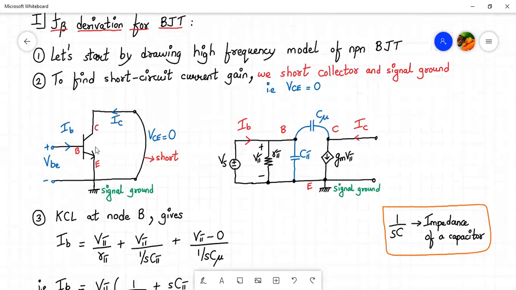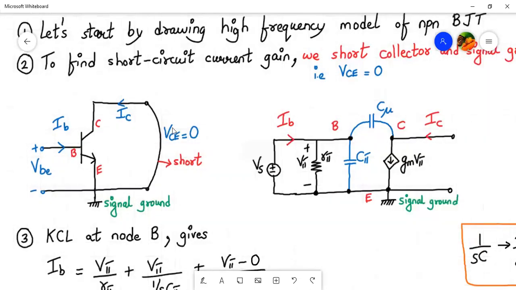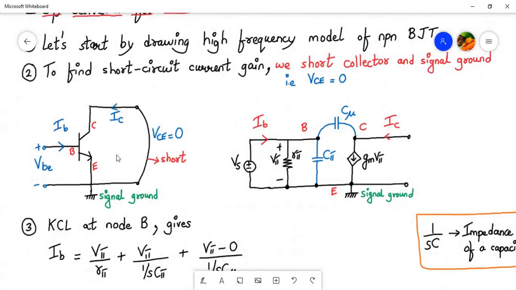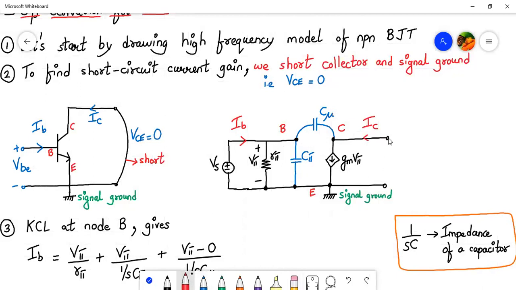Now let's proceed forward. Now we replace the BJT by its high frequency model. So between the base and the emitter, we have R pi, and between the base and the emitter, we have C pi parasitic capacitance. Between the base and the collector, we have C mu parasitic capacitance. And between the collector and the emitter, we have gm into V pi, right? And here we have marked input source as VS and the current IB flows through it. Now, at the output terminal, we will have to short circuit it, right? So let's do that. Let me take red color and short circuit the collector terminal and the signal ground, right? So we will short circuit because we want to find the short circuit current gain.